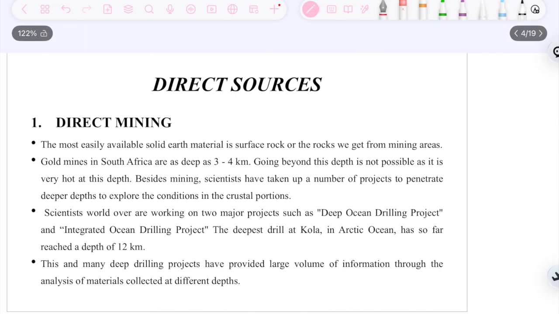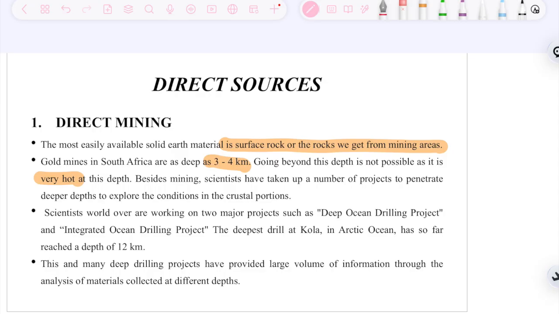First, let's study direct mining. The most easily available solid earth material is the surface rock, or the rock we get from the mining areas. When we dig deep inside the Earth's surface, we get certain types of rocks. From studying these rocks, we can identify certain characteristics or features about the interior of Earth. That is the first direct source. The gold mines in South Africa are as deep as 3 to 4 kilometers. Going beyond this depth is not possible as it is very hot at this depth.